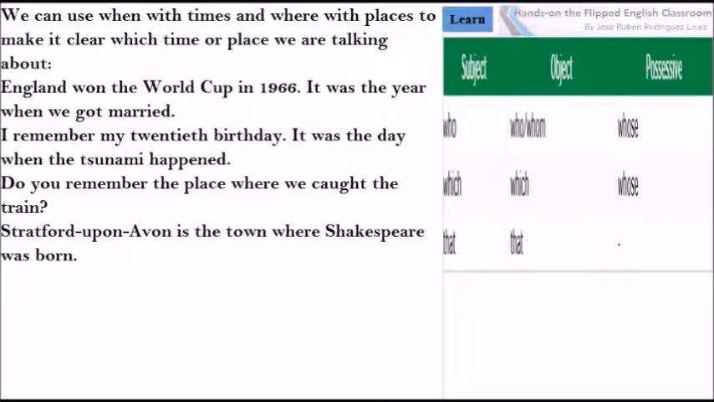We can use when with times and where with places to make it clear which time or place we are talking about. England won the World Cup in 1966. It was the year when we got married. I remember my 20th birthday. It was the day when the tsunami happened. Do you remember the place where we caught the train? Stratford-upon-Avon is the town where Shakespeare was born.